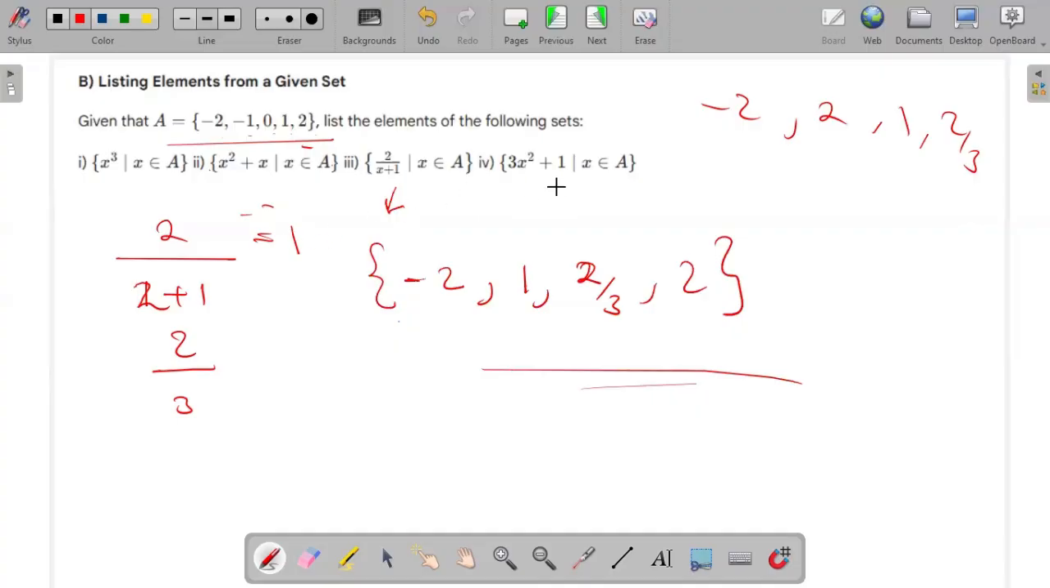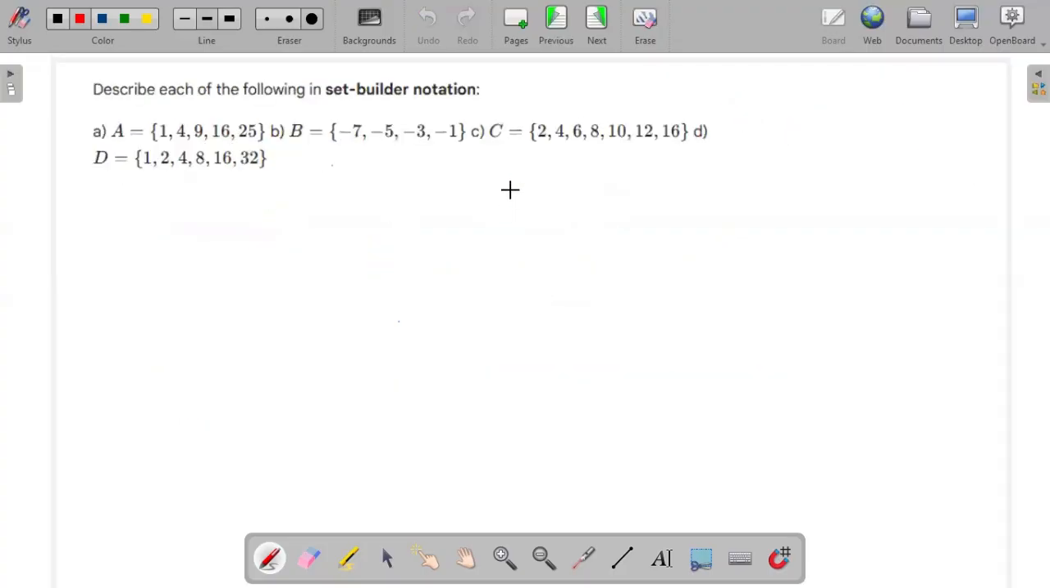For the next one, you just apply the same concept that we did. You try this one, because here you're just replacing the values and getting them the way we were getting them, and you list out the set. This leads us now to the final part of the question. It tells us to describe the following in set builder notation.